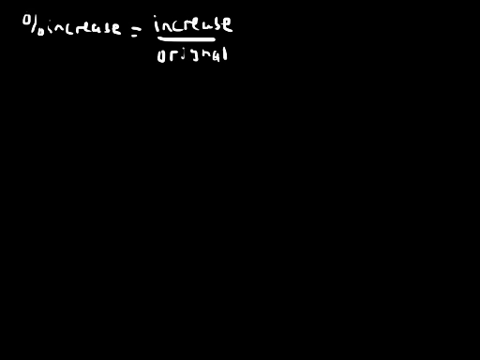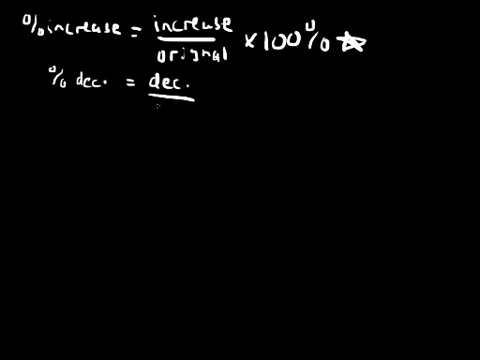So let's say I get a $2 raise, and then I divide it by the original amount. So how much I was making last year. So last year was my reference point. So whatever the original is, and then times 100%, and the reverse for percent decrease. How much you decrease by over the original, or whatever you're comparing to, times 100%.